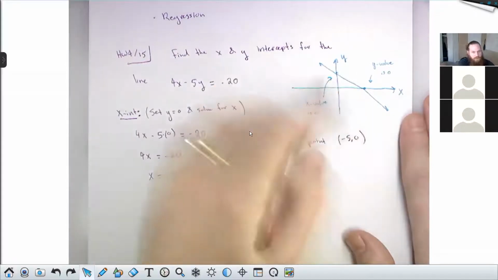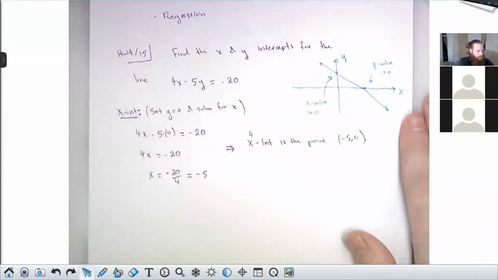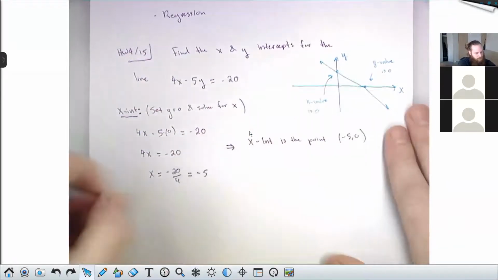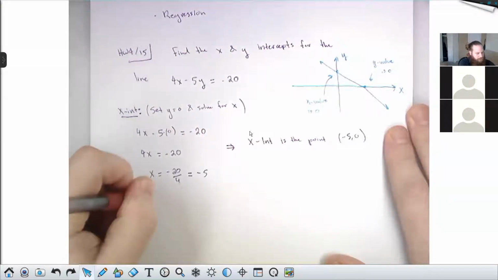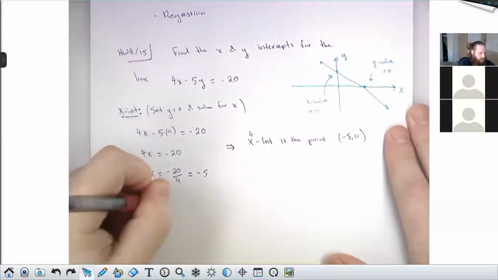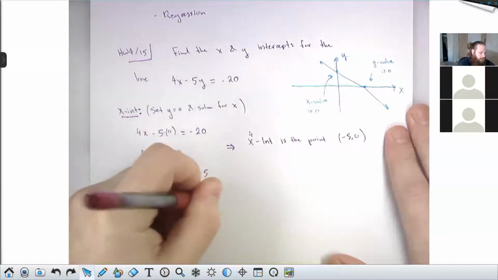So again, this line is not necessarily this line, right? I just drew a random line here. If I want to find the y-intercept, here I'll have to set x equal to 0 and solve for y.